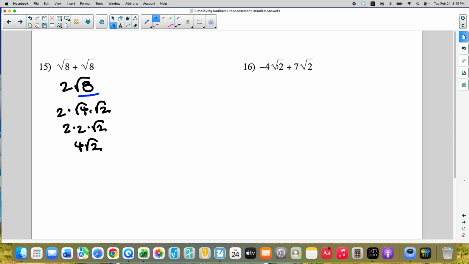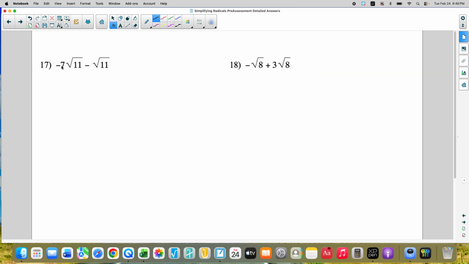Now we have coefficients. We've got like radicals. We're going to look at those coefficients, negative 4 and positive 7, which leaves me with 3 rad 2. Negative 7, negative 1 makes negative 8 rad 11. We don't take the square root of 8 because there's no radical. This is the coefficient. That does not have a radical sign. Negative 1 and 3 makes 2 rad 8, and then we have to simplify rad 8 to make it 2 times 2 rad 2, or 4 rad 2.